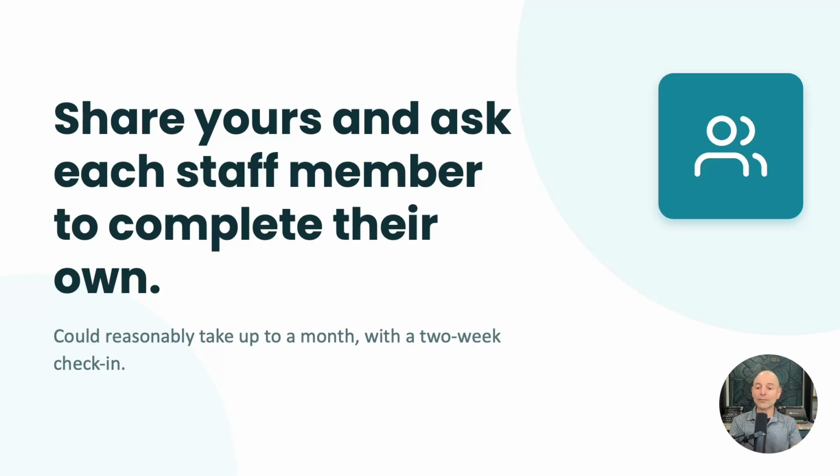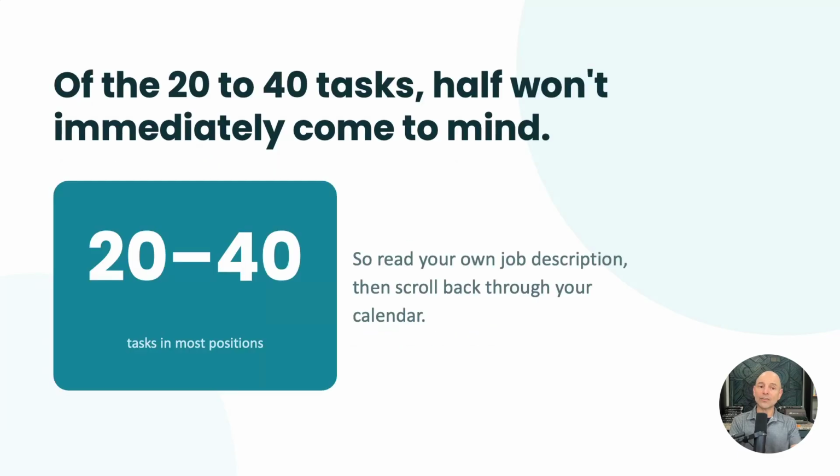And the reason for that is that most of us have 20 to 40 tasks that we're responsible for every single month. But if you asked us to sit down and write a list right now, half of them would not immediately come to mind. So it's important that they have the time to read their job description, to scroll back over the last year in their calendar, and that's time consuming.